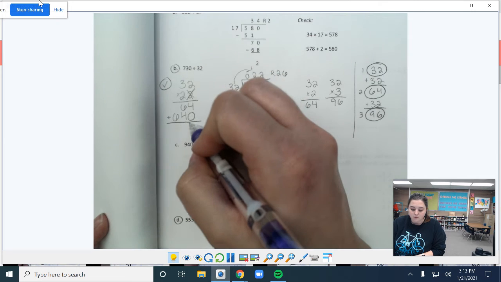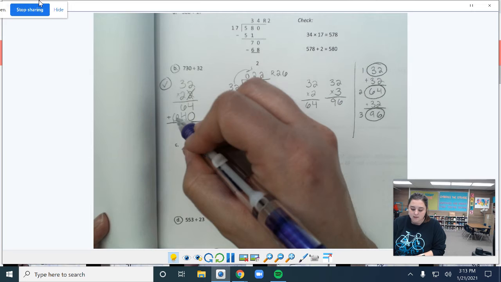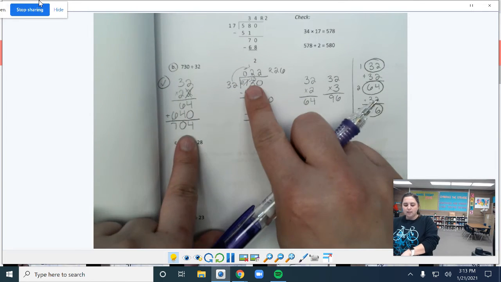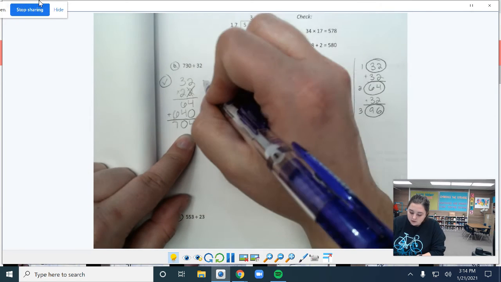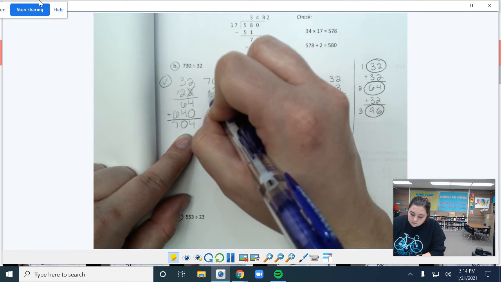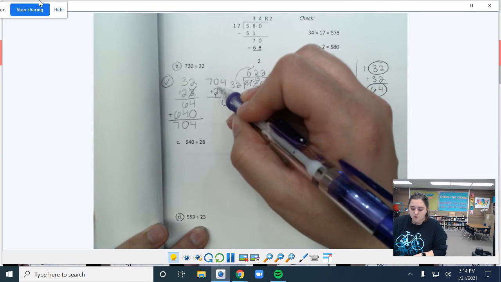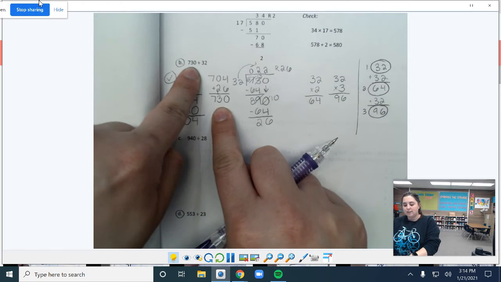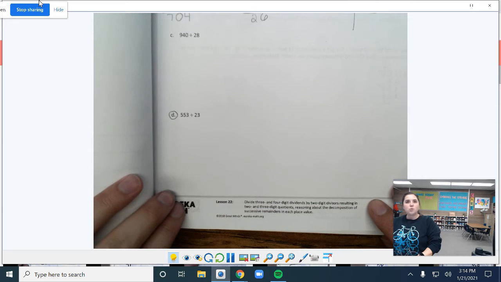Add them up. So 4, 6 plus 4 is 10. 6 plus 1 is 7. 704. But wait a second, that's not what I started with. Don't forget, we need to add our remainder. 704 plus 26. 4 plus 6 is 10. 2 plus 1 is 3. And my 7. There we go. That's what I started with. 730.